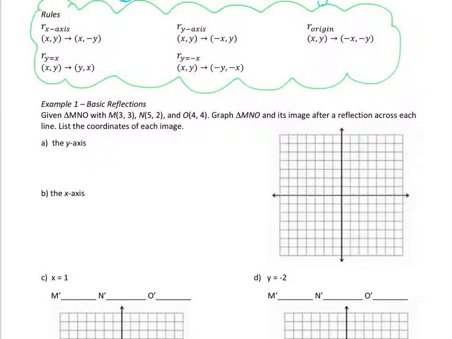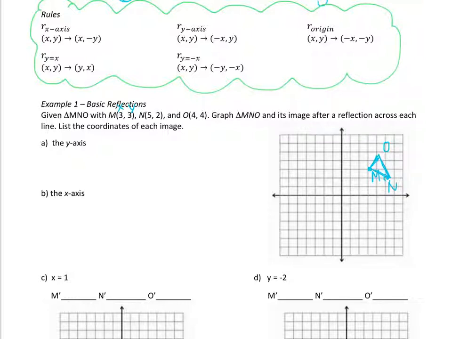So we're first given triangle MNO with M at 3, 3. So I'm just going over to the X and up to the Y. Remember, points are listed as X, comma, Y. So here's M. N is over at 5, 2, over 5, up 2. And O is at 4, 4. So we got this little tiny triangle.